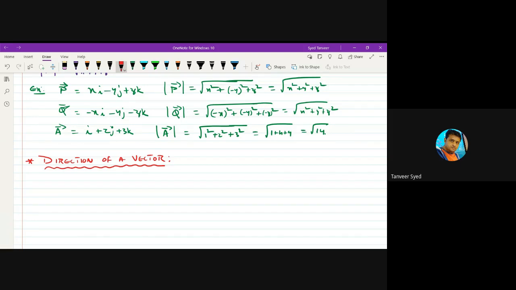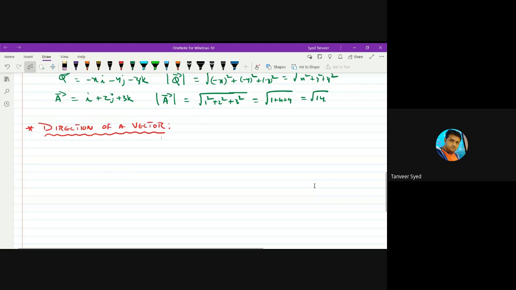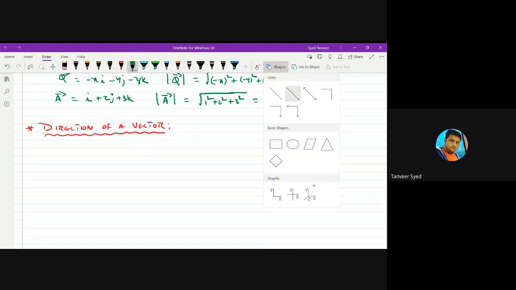We'll take two-dimensional vectors only, for the sake of simplicity, to understand easily. We'll take a two-dimensional vector, like a vector lying in the xy plane, and try to find out its direction. Suppose I have a vector like this.